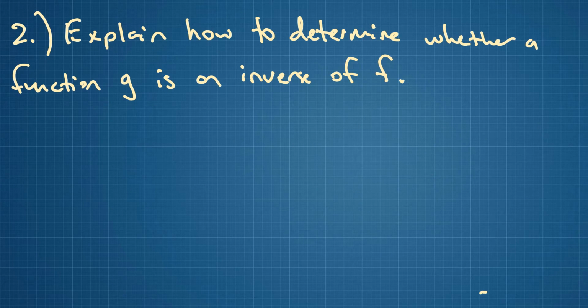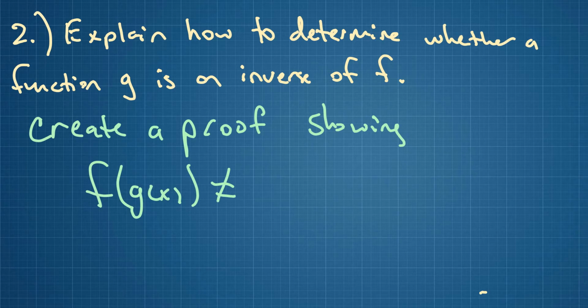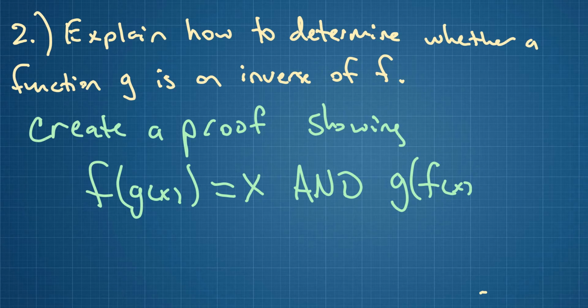Number 2 says, explain how to determine if a function g is an inverse of f. So really the best way to do that is you're going to create a proof showing that f of g of x equals x, and g of f of x equals x. That's going to be the idea. So remember, it has to be a proof. Okay, and that's it.